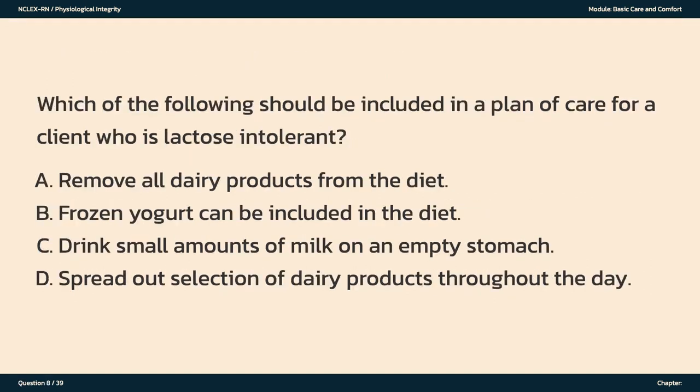Which of the following should be included in a plan of care for a client who is lactose intolerant? A. Remove all dairy products from the diet. B. Frozen yogurt can be included in the diet. C. Drink small amounts of milk on an empty stomach. D. Spread out selection of dairy products throughout the day.